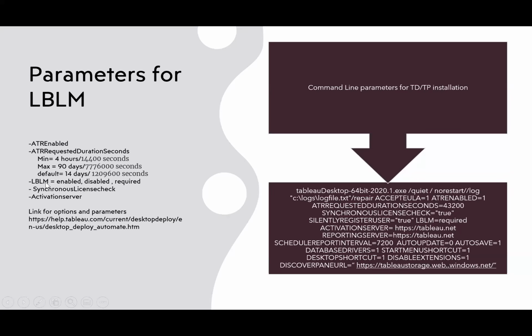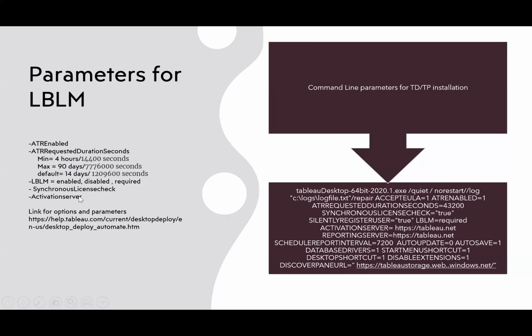So this LBLM parameter has 3 options: enable, disable, and required. Basically, when you enable it, LBLM will be enabled and you can use LBLM. But when you say LBLM required, when you are activating Tableau Desktop, you would be seeing only the LBLM activation. I'll be showing this in the next slides.